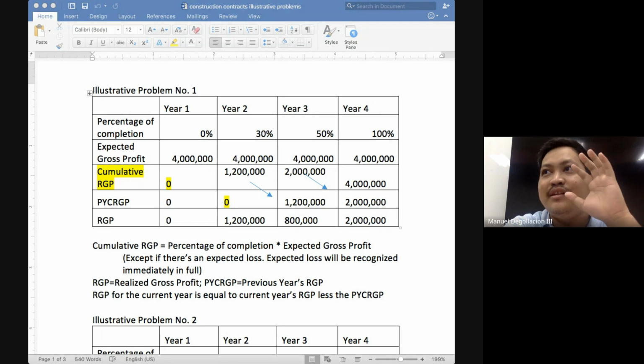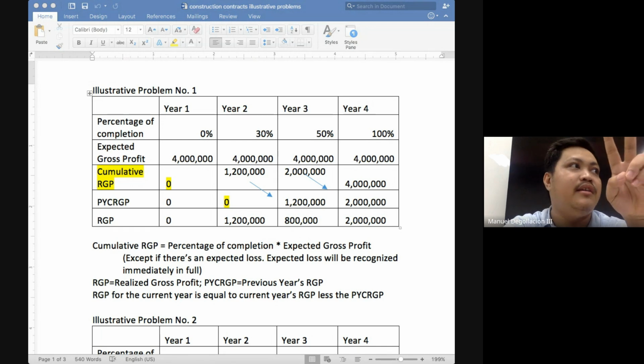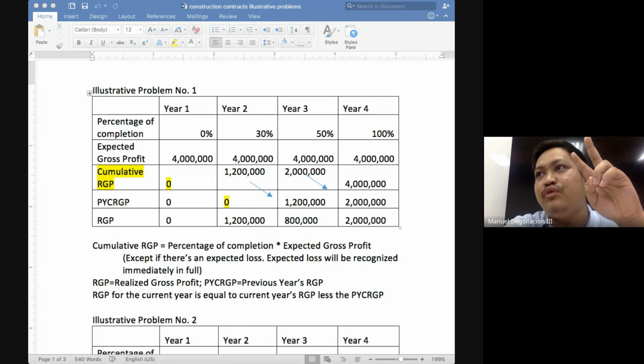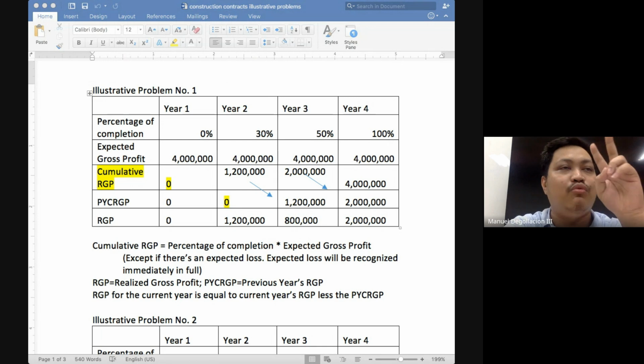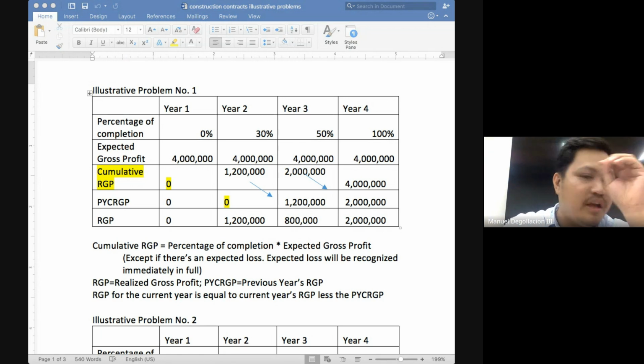Okay, again, to answer the commonly asked question, the RGP, you just need two things, percentage of completion and the expected gross profit. But what do I want you to be careful of? Please do not oversimplify things in thinking that you just have to multiply these two and the amount that you would get is already the RGP for the year. That's not correct. When you multiply the percentage of completion and the expected gross profit, the product would still be the cumulative RGP. Then how do you arrive at the RGP for the year? After you have computed for the cumulative RGP. In the table I have given you, you have the PYCRGP, class.